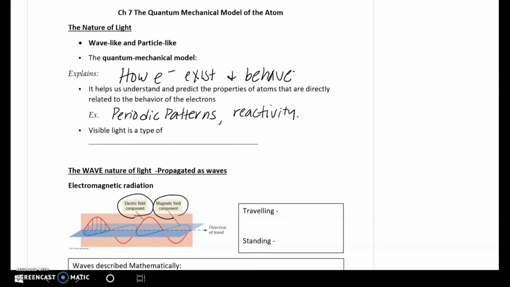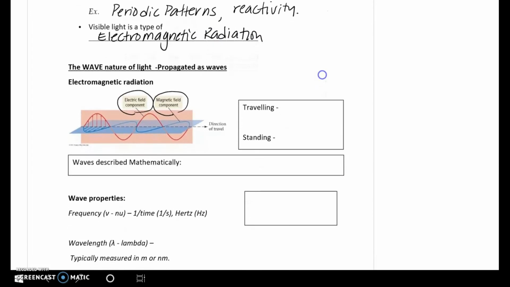Okay. Now, visible light is a type of what's called electromagnetic radiation. Now, electromagnetic radiation is composed of oscillating electric and magnetic fields. So you have an electric field component and a magnetic field component, and notice they're perpendicular to one another. We're not going to focus so much on this. When you get to physics, you learn about that in more detail if you have to take physics.